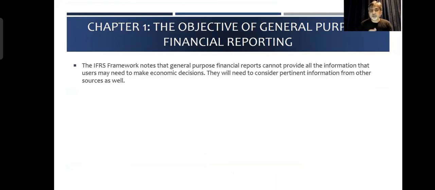IFRS framework notes that general purpose financial reports cannot provide all the information that users may need to make economic decisions. This is what I was telling you, that the framework itself says that the financial statements which we are preparing are comprehensive. I mean, they are all inclusive, they include all the information, but still they are not sufficient to make the economic decisions or financial decisions.